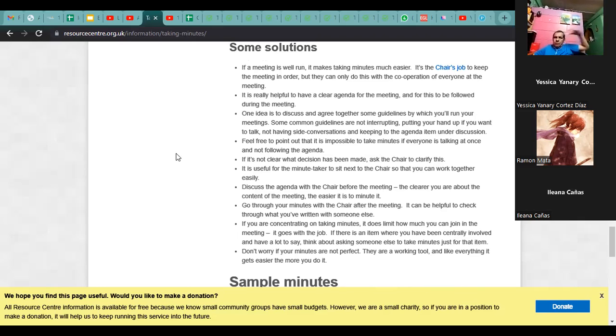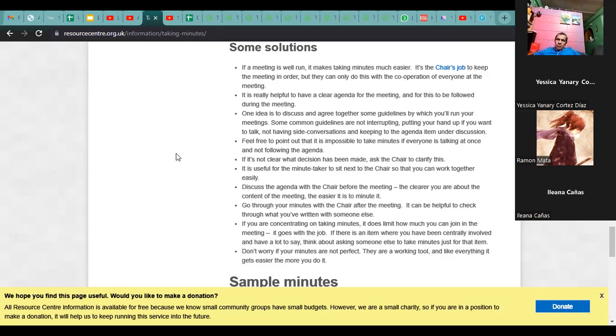The lesson or the reading is talking about solutions for when you are in a meeting, okay? Especially if you are the minute taker. The minute taker's job or duty, in an ideal situation, is just for this person, but the reality is many times not like this, okay? But there are obviously some solutions or alternatives in order to do this job the best that you can.